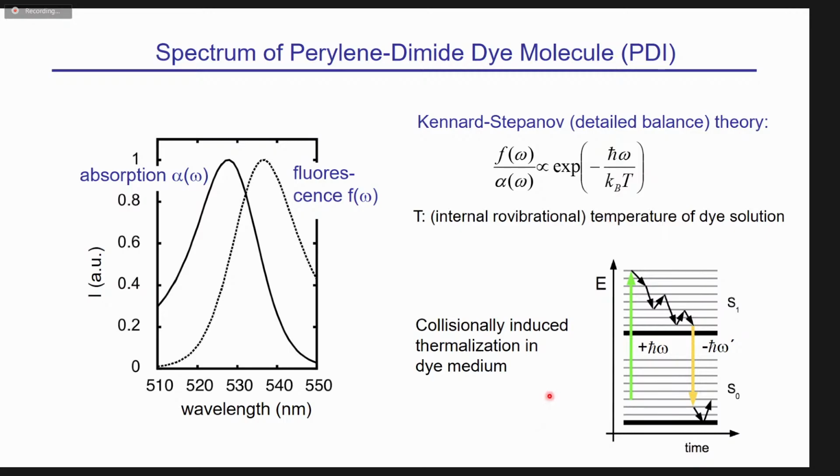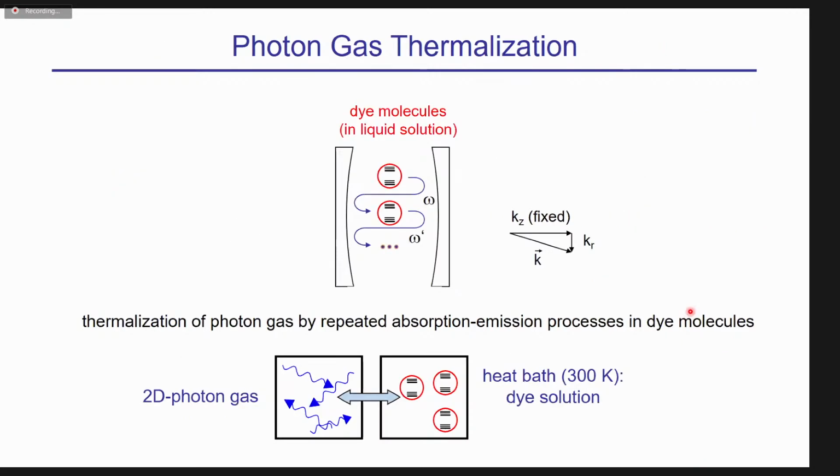So what happens if you absorb a high-frequency photon? Before it emits, it relaxes to a lower vibrational state, and you get a Stokes shift. In free space, after repeated such Stokes shifts, you run out of resonance, and then the thermalization stops. But in the microcavity, we have a low-frequency cutoff, and we get a thermalized spectrum on top of the low-frequency cutoff. That's a scheme of the thermalization.